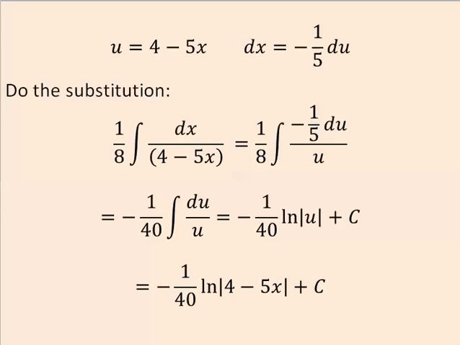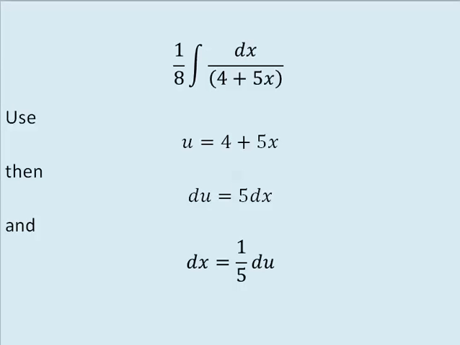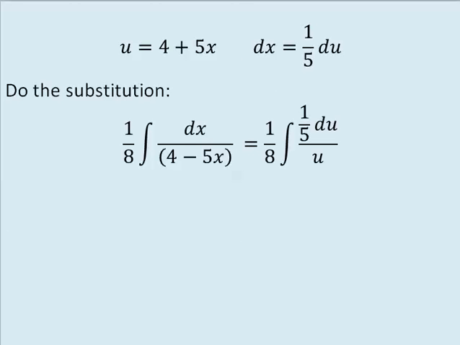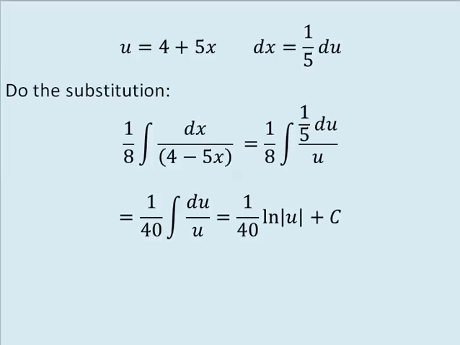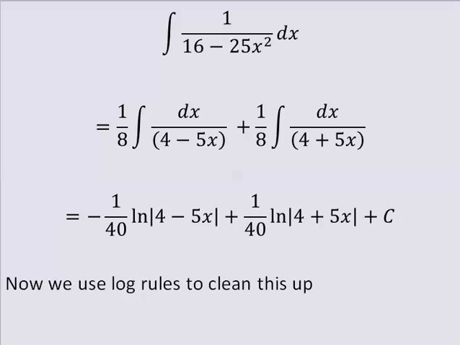Let's do the second integral. This time have u be 4 plus 5x. Do the substitution. The antiderivative of du over u is ln of u. Now substitute back, and this is what we get. So we have easily integrated both pieces. And the only thing we want to do now is clean this up. Lots of different ways to clean this up. I'll just show you how I do it.